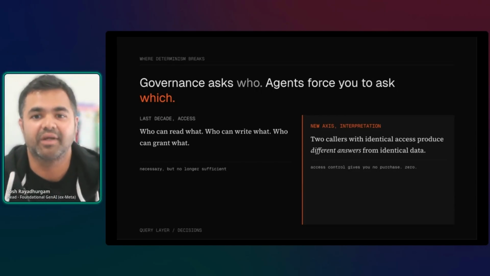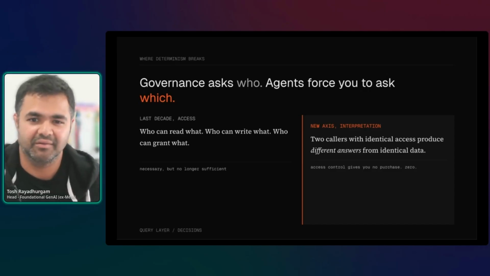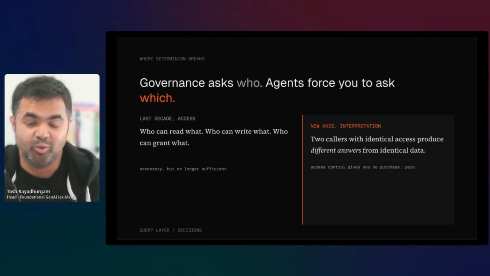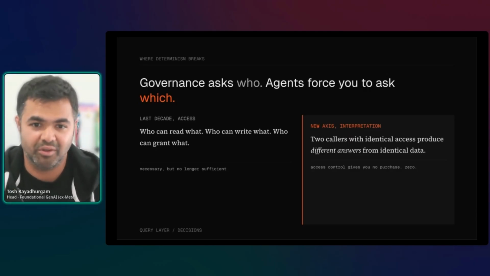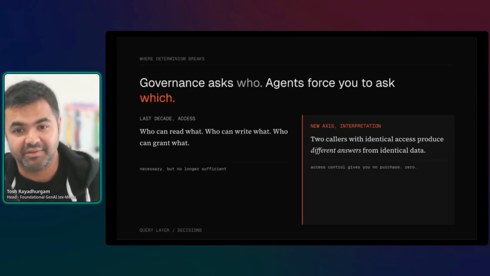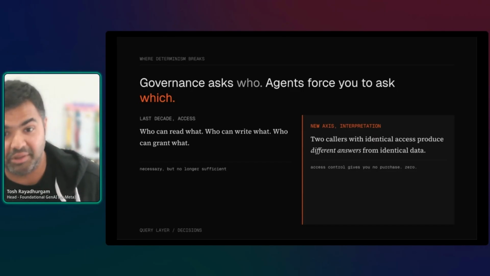The way we've practiced governance for the past two decades doesn't really account for something like this, right? Governance is a question about who can read what, or who can write what, or who can grant what. I can go on about the vocabulary, but agents basically make access necessary, kind of important, not sufficient, right? I think the new question we should be asking ourselves is interpretation, right?